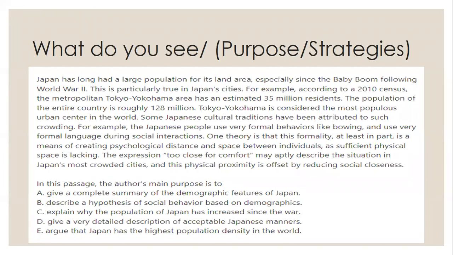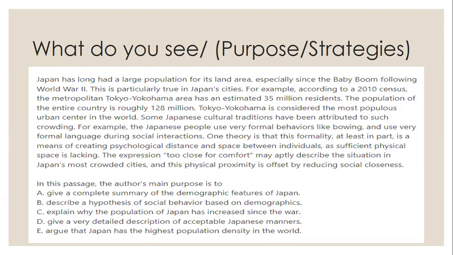Oh, let me look in the chat. Oh, that's someone saying why they chose B. Okay, thank you, Justin. Right. So I think the person who spoke last said, and I'm sorry I didn't make a note of your name, the expression "too close for comfort" may aptly describe the situation in Japan's most crowded cities, and this physical proximity is offset by reducing social closeness. I think that sentence wraps up the writer's purpose, and it actually appears at the end.